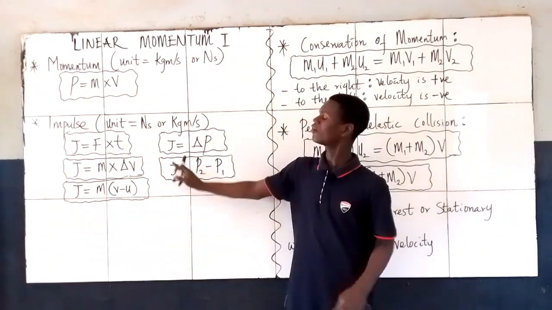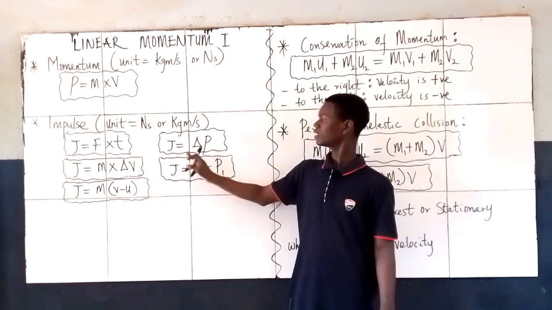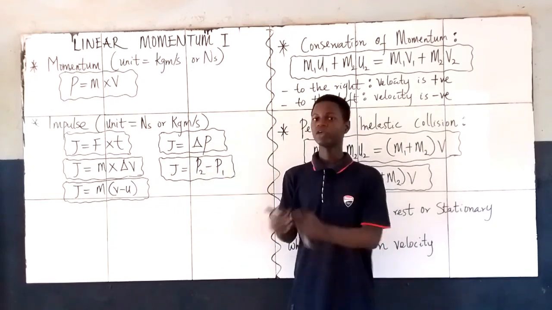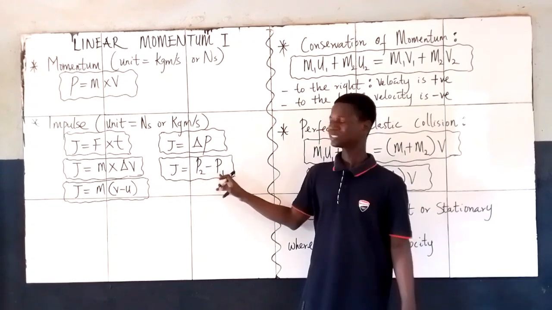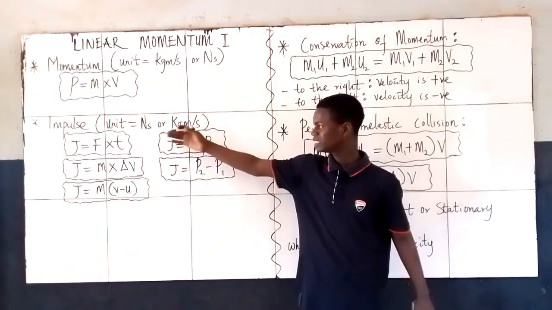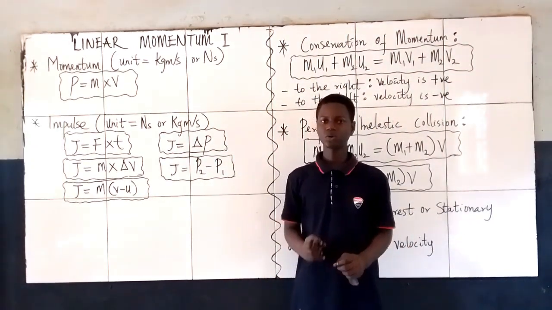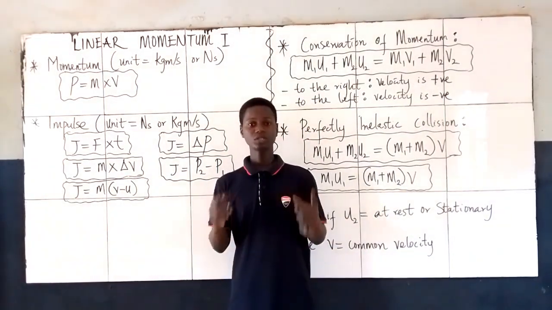So another formula for impulse, therefore, is what? Change in momentum. If you expatiate this, you will have final momentum minus initial momentum. These are all the formulas you need to know under what? Impulse. So now you know this.